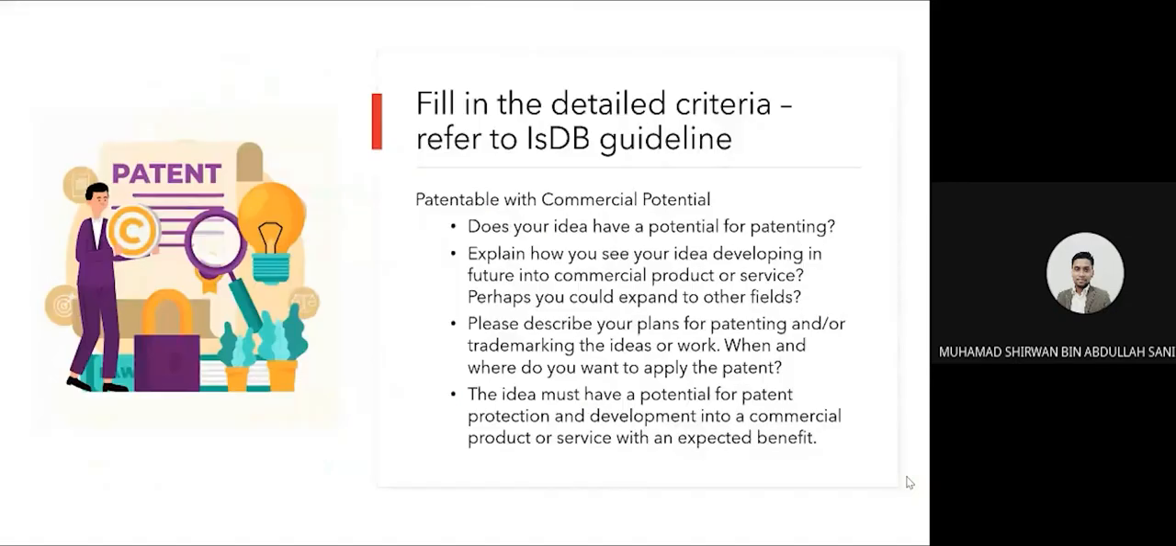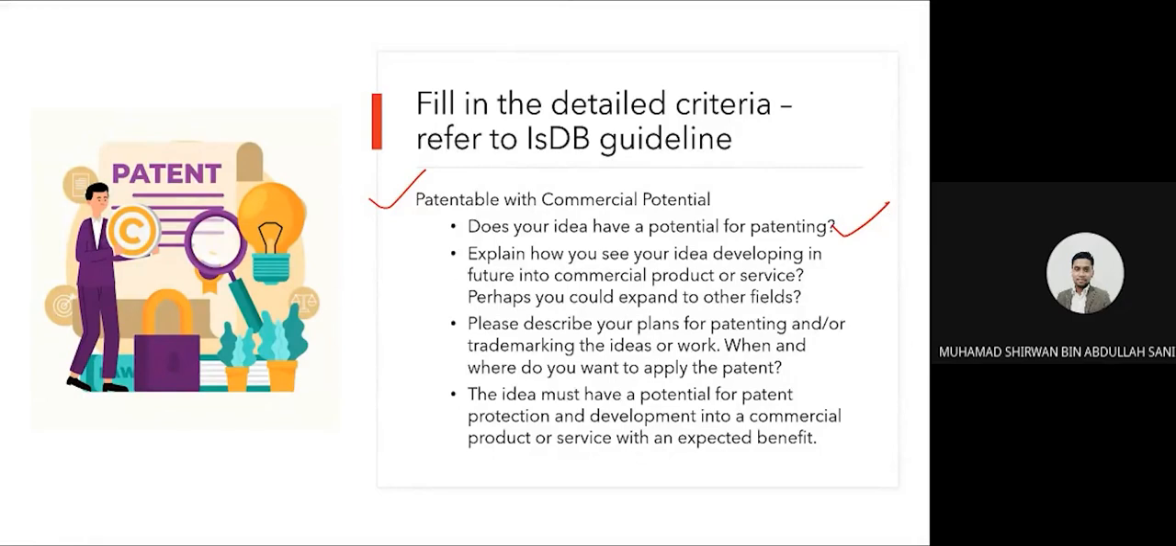Then we have the last requirement, or criteria, for proof of concept: patentable and commercial potential. The guideline asks you questions, so you answer them here. Does your idea have a potential for patenting? This is the way that the ISDB wants to secure your idea, so make sure that it can be patented.